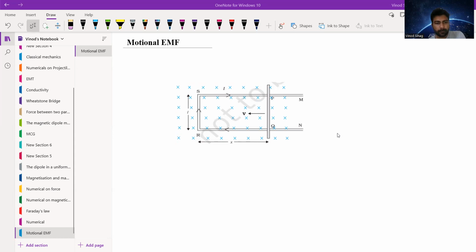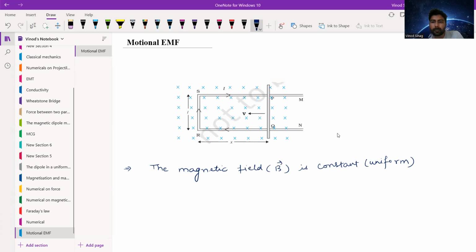So we are assuming, let me write here. First thing is the magnetic field B vector is constant, or we can say uniform, and it is not depending on time. Therefore, we can say that the magnetic field is time independent.